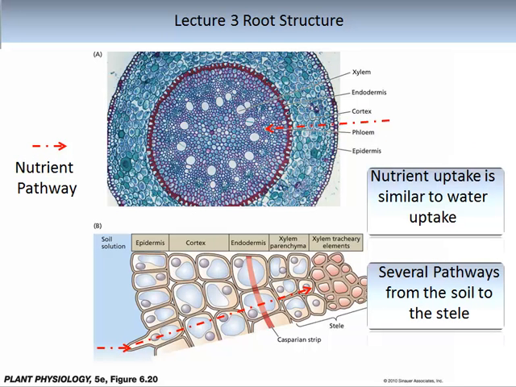Nutrient uptake is similar to water uptake. The nutrient is taken up at the root hair. It then needs to travel to the phloem. There are several pathways or journeys it may take, and this depends on the chemical and the physical components of the nutrient. The images on the slide show the rough pathway of the nutrient assimilation.